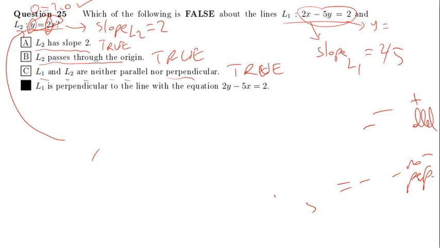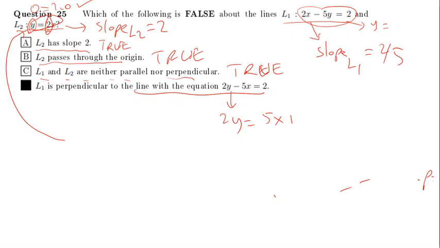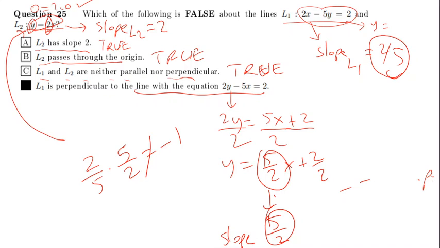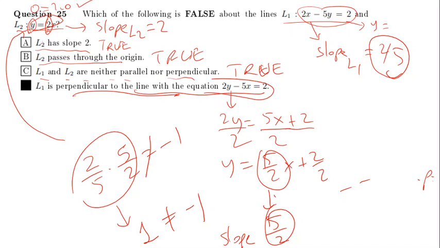L1 is perpendicular to the equation 2y equal to -5x. So here, when you look at the line, the slope of this line, you can write it: 2y is equal to 5x plus 2, and then divide by 2 on both sides, so you will get y equal to 5 over 2 x plus 2 over 2. The slope here will be 5 over 2. But here, the slopes 5 over 2 and 2 over 5, when you multiply them, you don't get -1. So it becomes 1, but not -1. So it's not perpendicular for sure. So this is false.